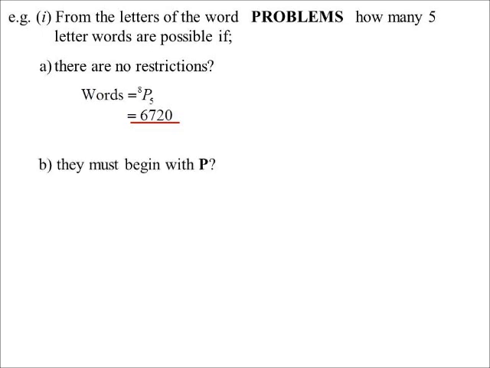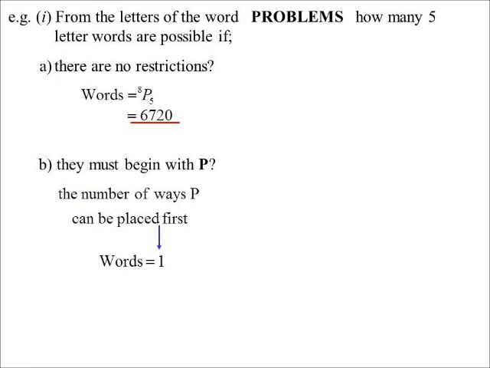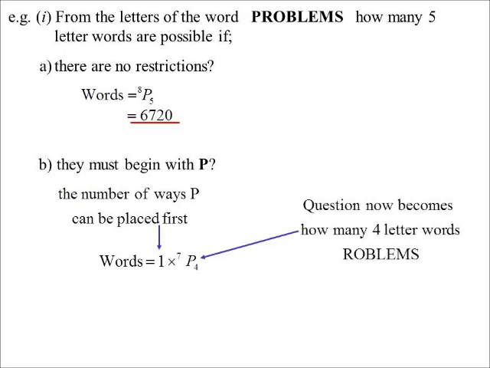Okay. Let's put a restriction on it. The word has to begin with P. Always look after the restriction first. How many ways can we start with a P? One way. We'll start with P. It's the only way. Now what is the question? I need another 4 letters. So it's like saying, how many 4-letter words can I make from problems? So 7p4. So 1 times 7p4, 840 words now.